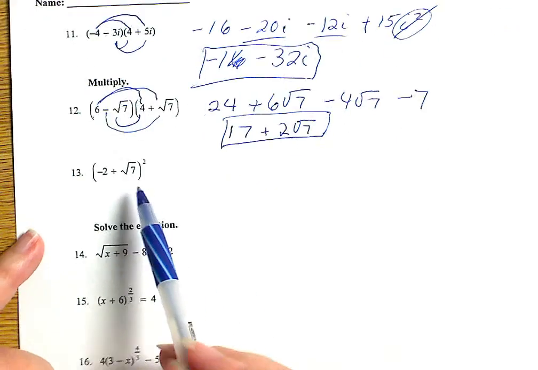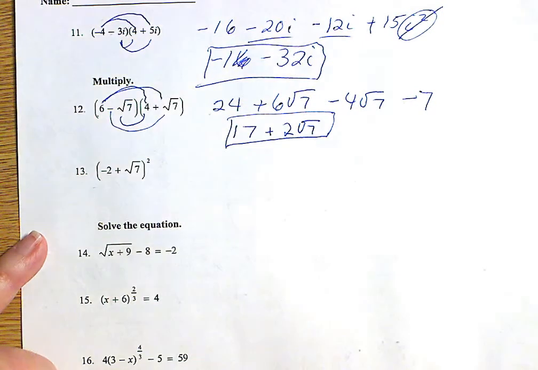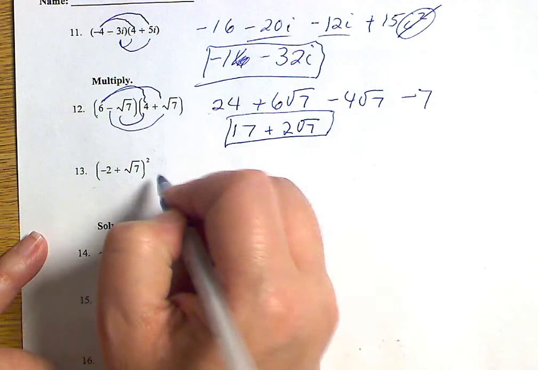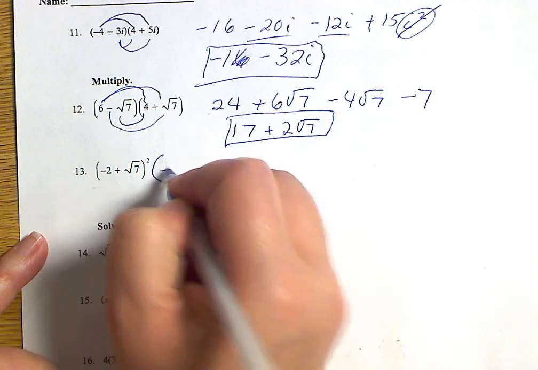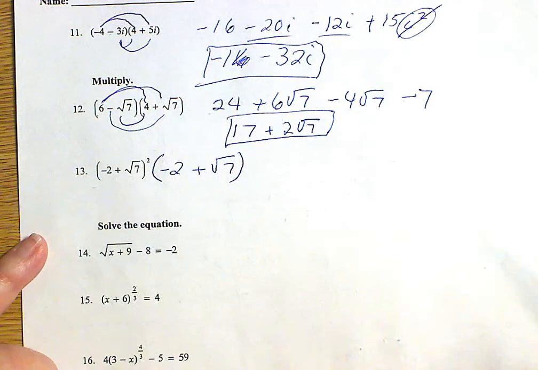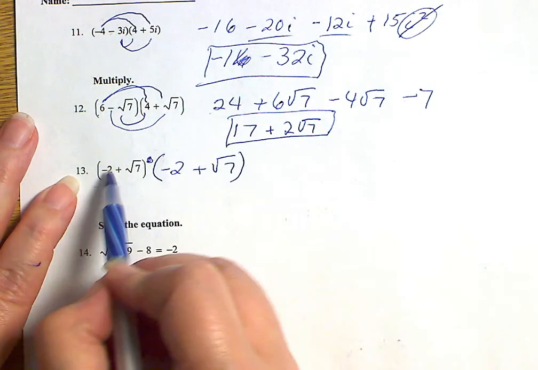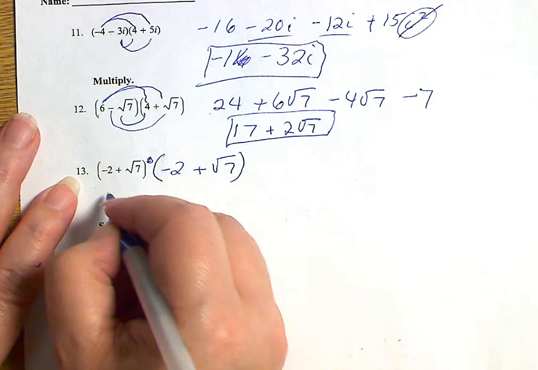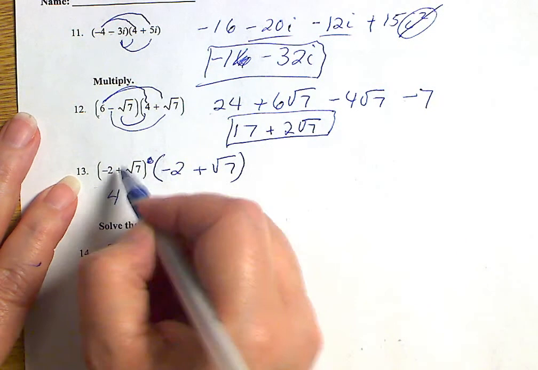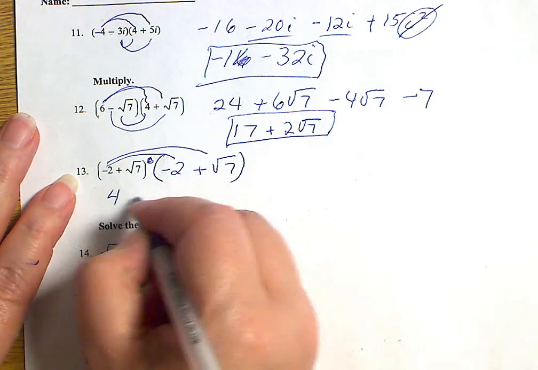What do we have to do since we have a square right there? We have to put it twice and then FOIL it out. Negative 2 times negative 2 gives me a positive 4. Then negative 2 times your square root of 7 is negative 2 square roots of 7.